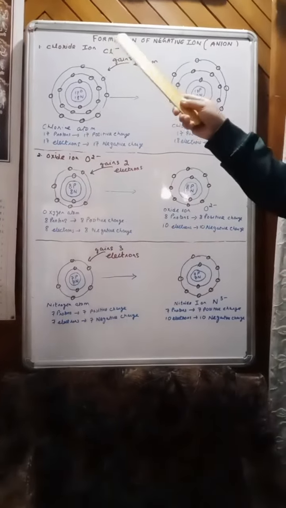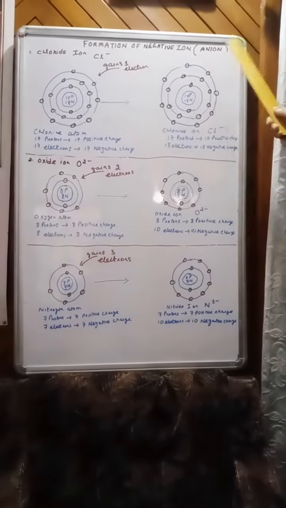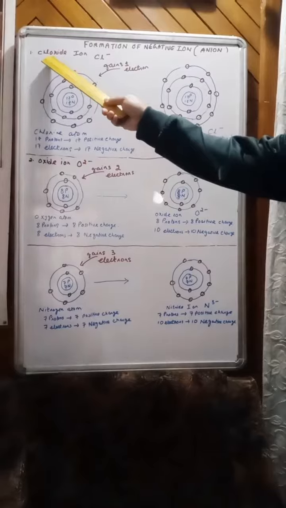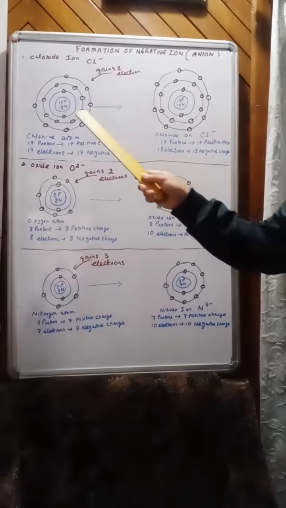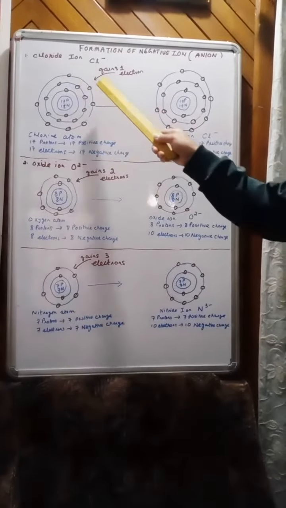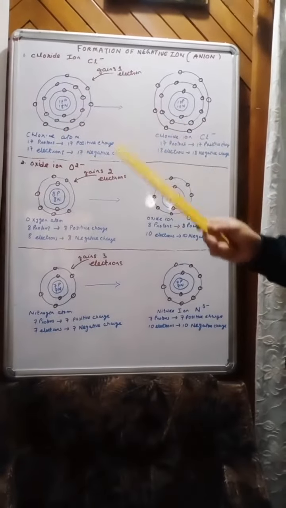In this video, I am going to explain to you the formation of negative ions, which are known as anions. The first one is called a chloride ion. How is this chloride ion formed? Now, this chlorine atom has 7 electrons in the outermost shell, so therefore it is unstable.